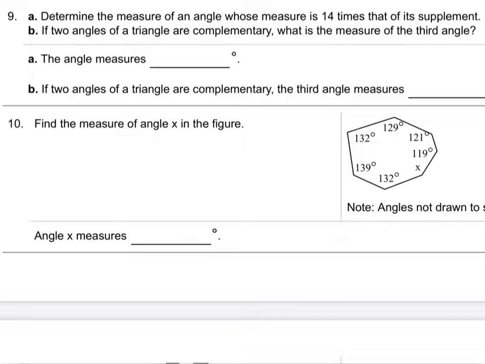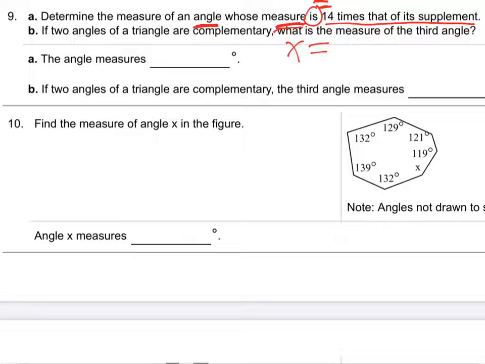How are we going to do that? This one's not easy either. So we're talking about an angle whose measure is... whenever you see "is" in a word problem, what is the "is" always? That's your equal sign. That's like the equal sign right there. 14 times its supplement.